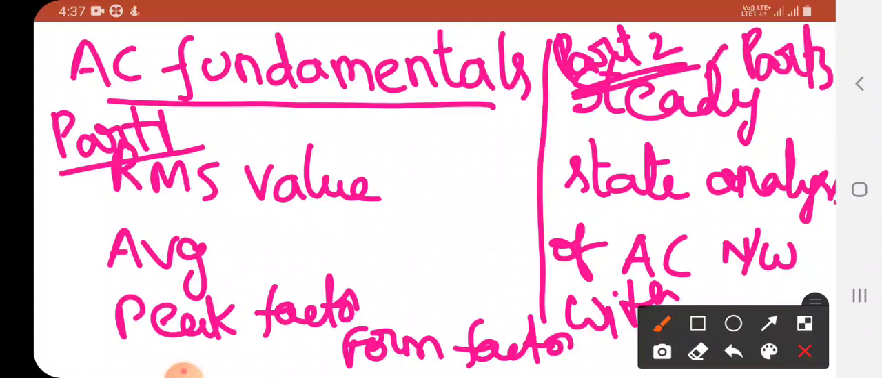So first let us see what is RMS value, average value, peak factor, form factor. How to determine these four for sinusoidal quantities and non-sinusoidal quantities. So first let us find for sinusoidal quantity, and before going to the sinusoidal quantity, first we have to find out the formula for all these things.